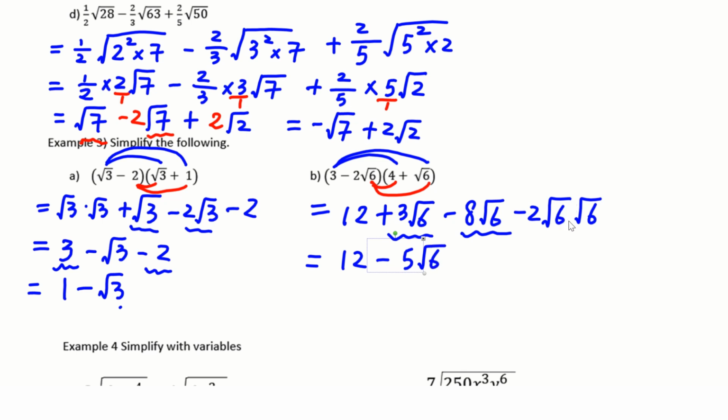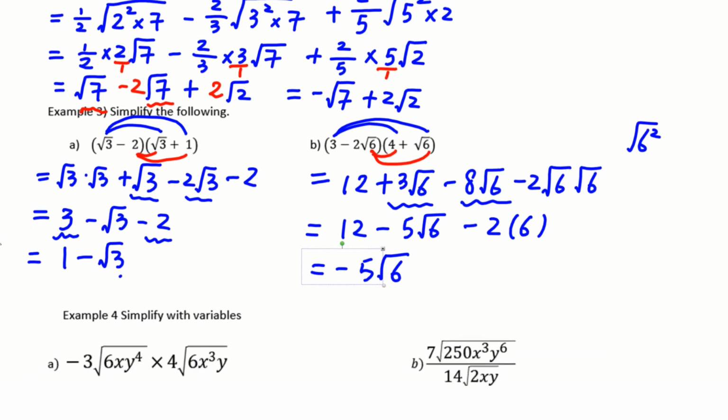Then square root 6 times square root 6 is square root 6 squared. Squared and square root cancel each other, so minus 2 times 6. Minus 2 times 6 is minus 12. 12 minus 12 is 0. So the final answer is only negative 5 square root 6. Then there is no perfect square number under the square root, so this is simplified.